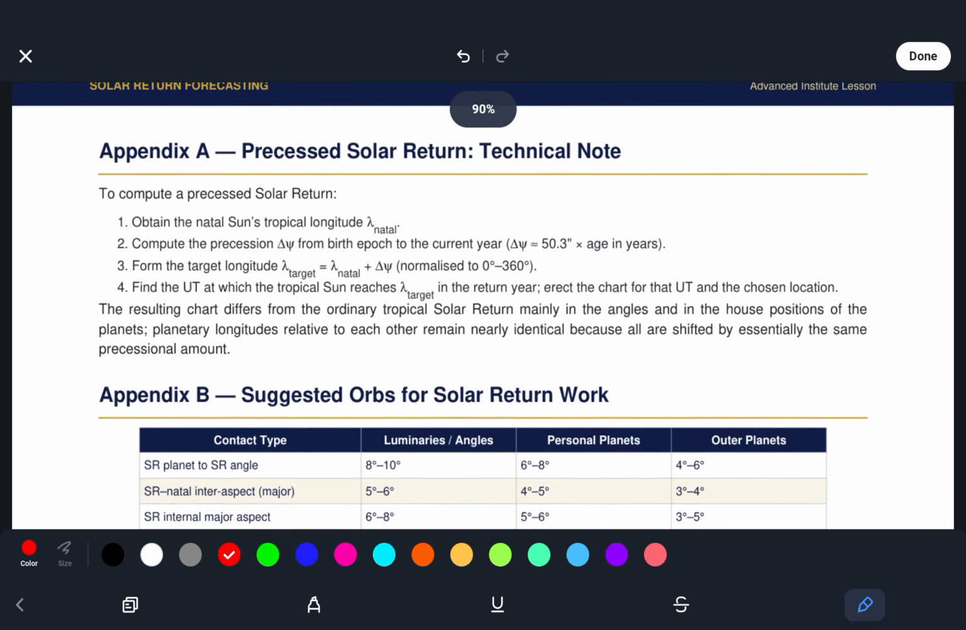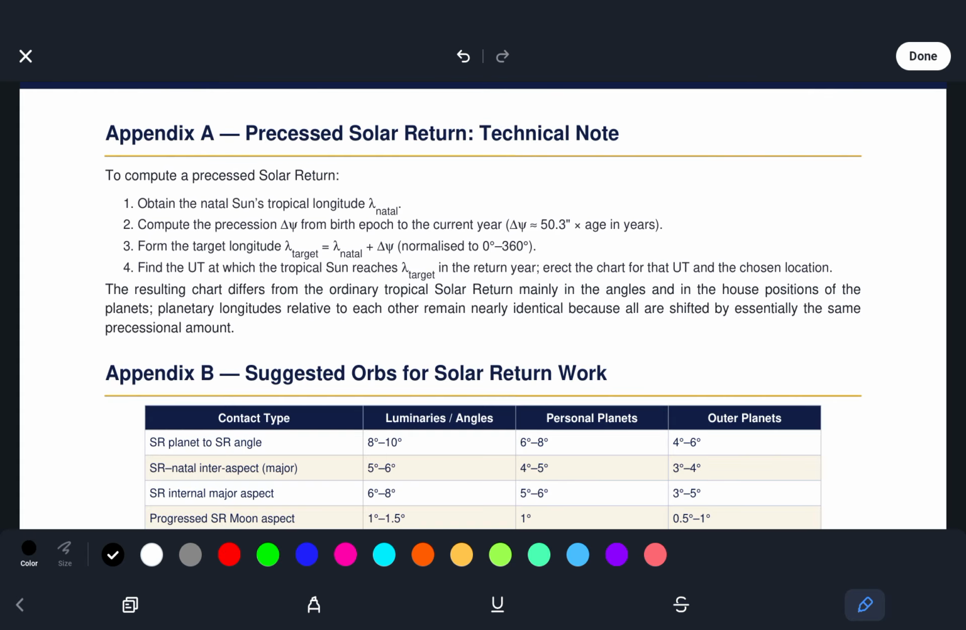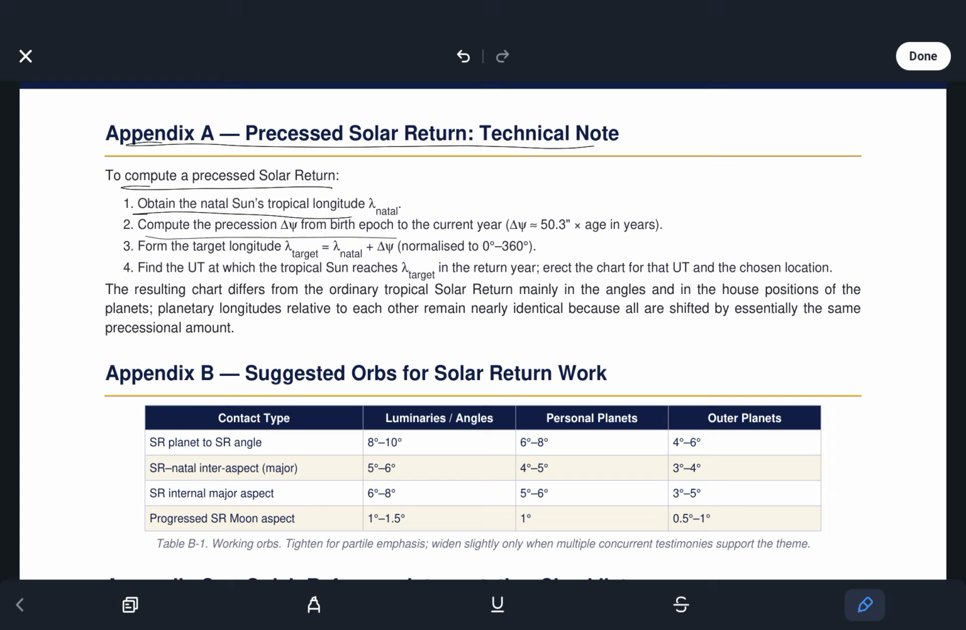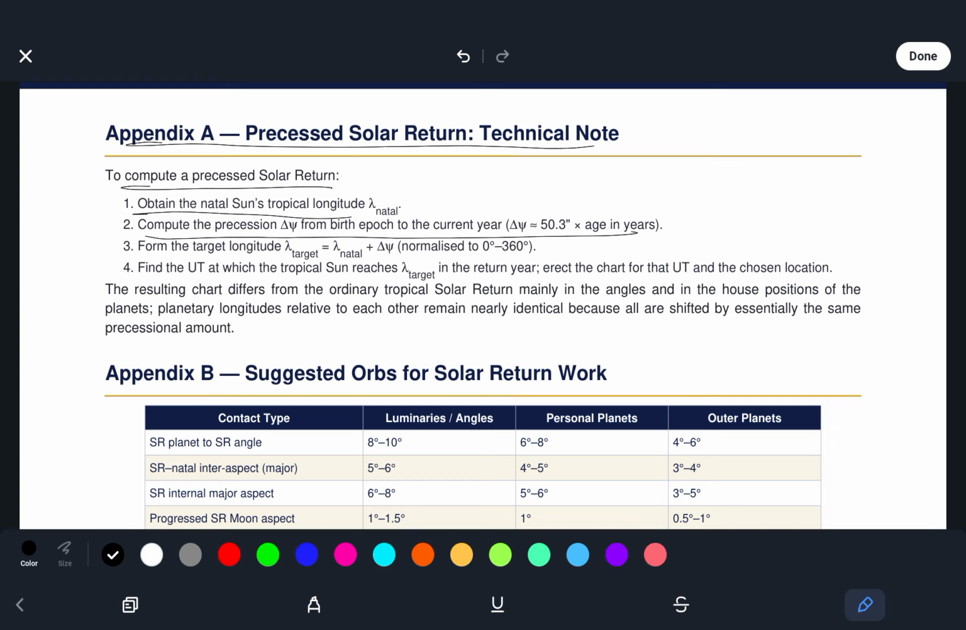So the first appendix is the precessed solar return technical note, to compute a precessed SR. Obtain the natal sun's tropical longitude. Compute the precession from birth epoch to the current year, so that's 50.3 arc seconds multiplied by age in years. Form the target longitude and normalize to 0 to 360 degrees. Find the UT at which the tropical sun reaches the target in the return year. Erect the chart for that UT in the chosen location.